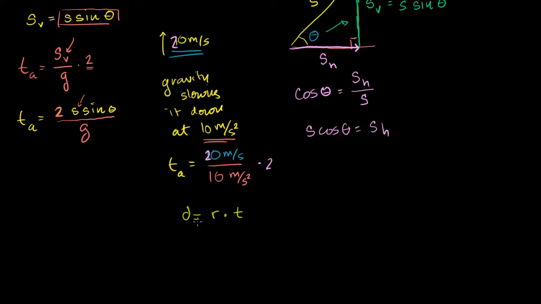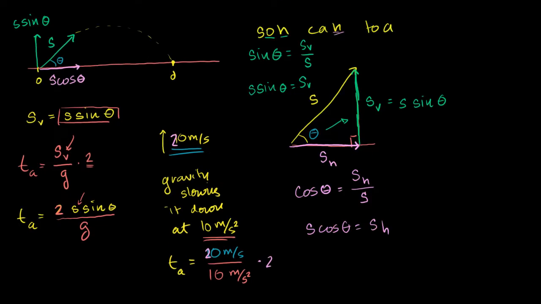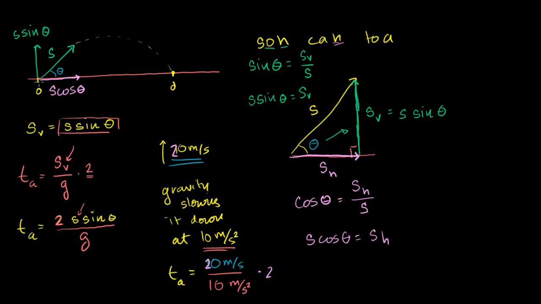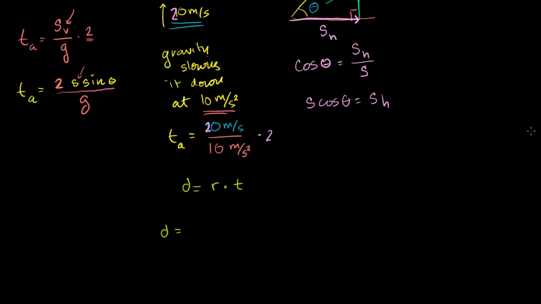Now, we're talking about the horizontal distance. So our distance is going to be equal to what's our rate in the horizontal direction? We care about horizontal distance traveled. So our rate needs to be the horizontal component of the velocity, or the magnitude of the horizontal component of the velocity. And we figured that out in the first video. That is s cosine of theta. So let's write that down right here. So our rate is s cosine of theta.